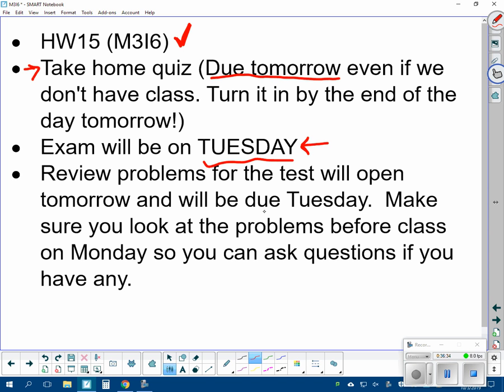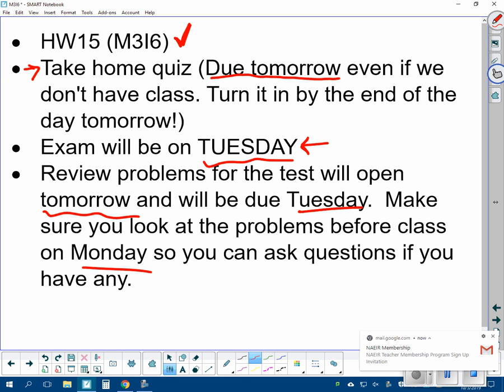Since we're not having class on Friday tomorrow, we will review on Monday and test on Tuesday. Your review problems in iMathis will open tomorrow morning. They will be due on Tuesday. However, just like on the last test, make sure you look at the problems before class on Monday. So if you have any questions, you can ask them. Otherwise, you won't get a chance to ask them on Tuesday. Any questions on what is happening? Okay.